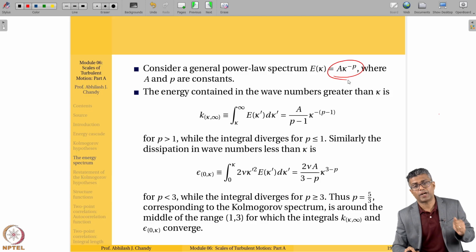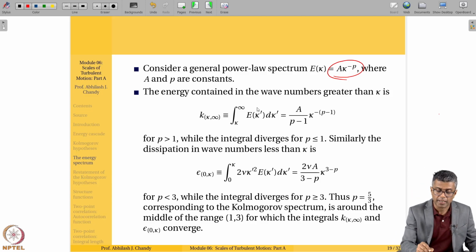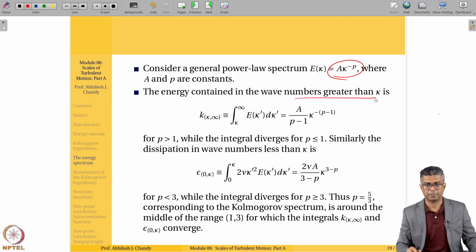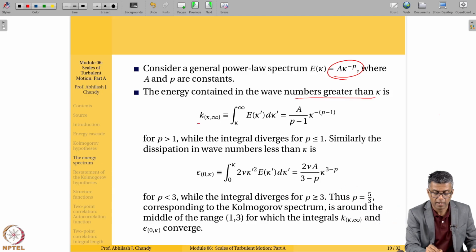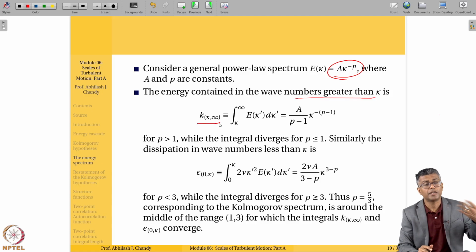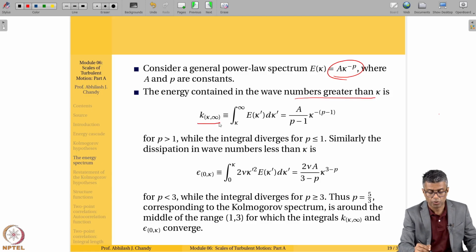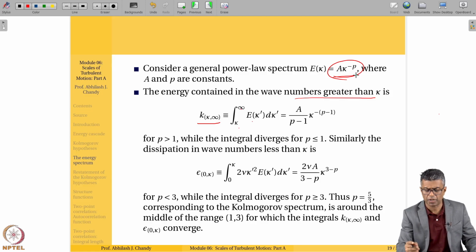Now, if I want to find out the turbulent kinetic energy, the energy contained in wave numbers greater than kappa, which means kappa to infinity, I have k(kappa) as the integral of the energy spectrum function, so that is the integral from kappa to infinity of E(kappa prime) d kappa prime. If I do a simple integration, I have A over (p minus 1) times kappa to the minus (p minus 1).